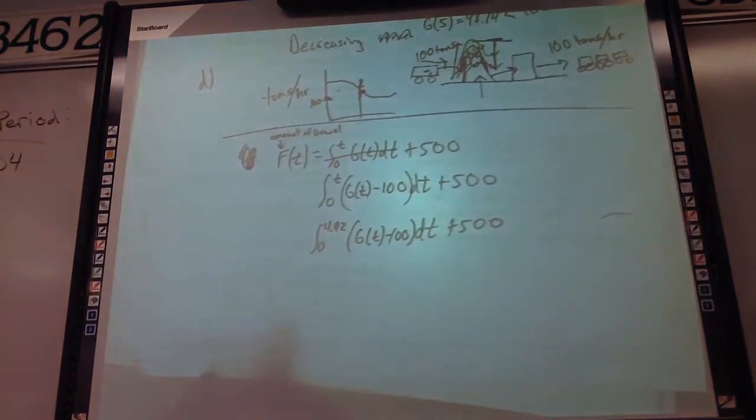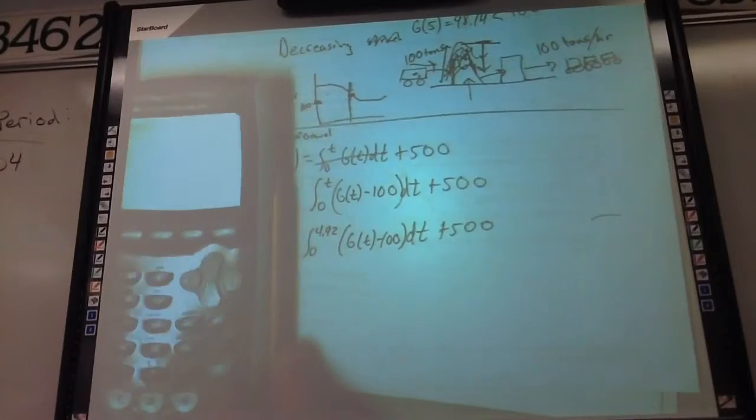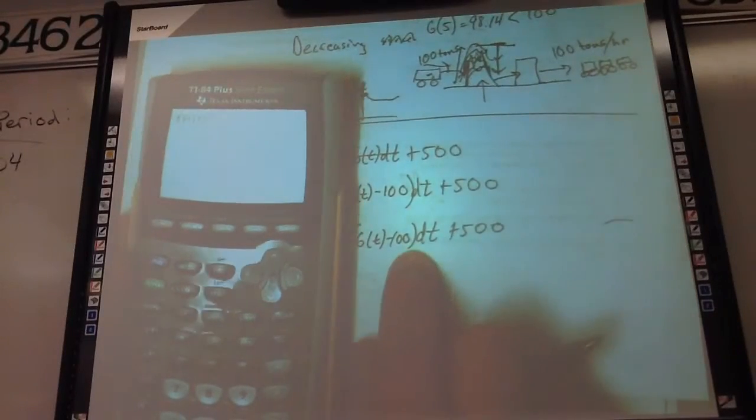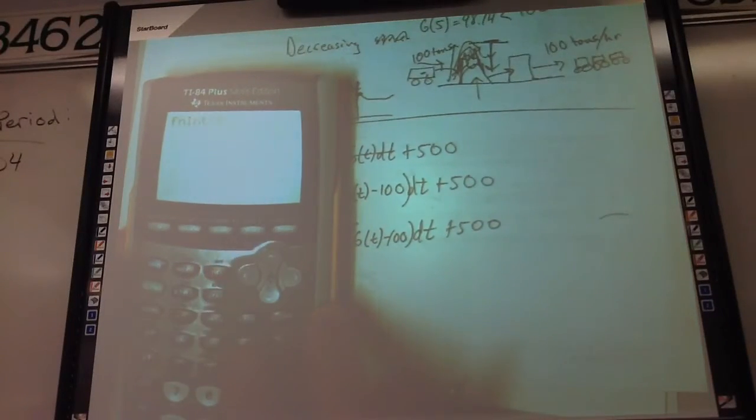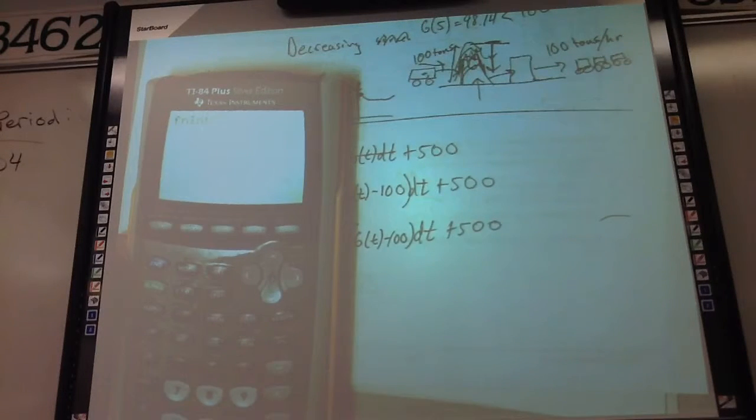How do you plug that into your calculator with the integral of g of t minus 100 dt plus 500? I would just go like this: math, fnInt of Y1 minus 100, comma, with respect to x, comma, from 0 to, and then you add 100 after. Yeah, and then hit enter.